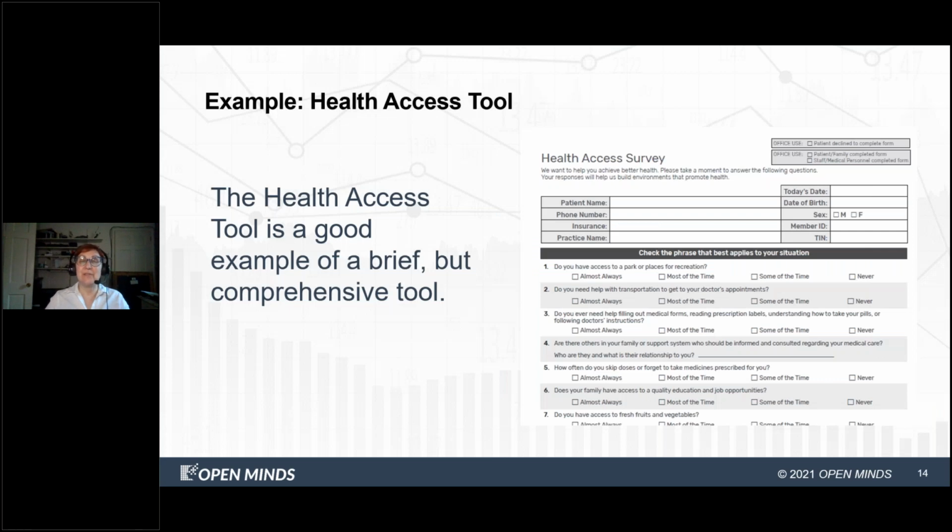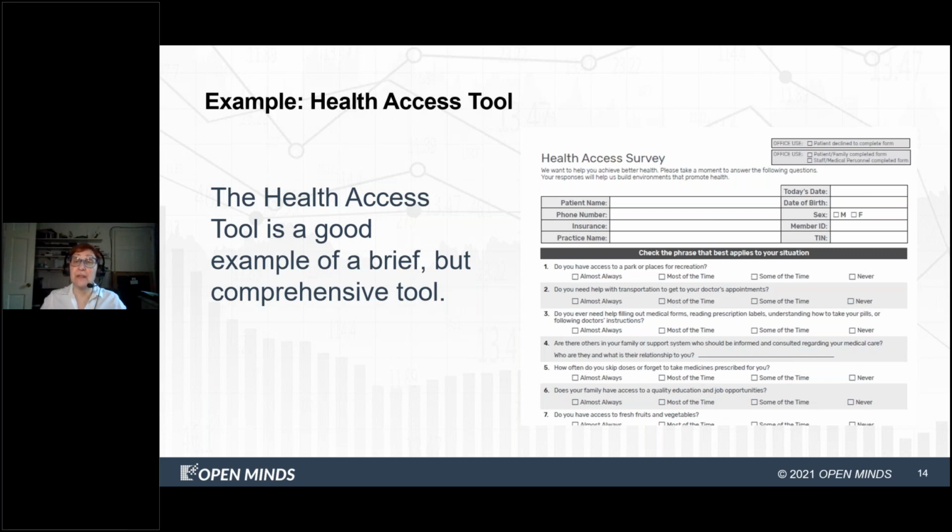And here's an example of the Health Access Survey, which I think is a really nice, brief one. So this is the first 7 questions. Do you have access to a park or places for recreation? Do you need help with transportation to get to your doctor's appointments? Do you ever need help filling out medical forms, reading prescription labels, understanding how to take your pills? Are there others in your family who should be informed and consulted regarding your medical care? How often do you skip doses or forget to take your medicines?